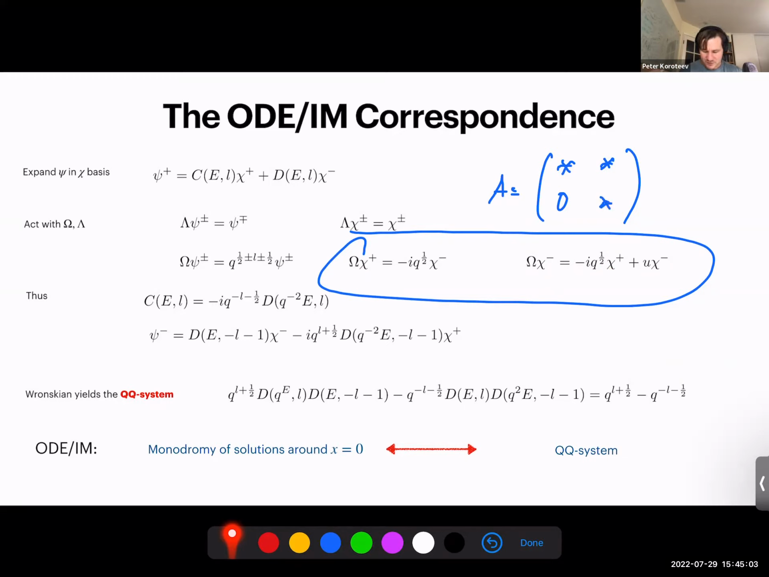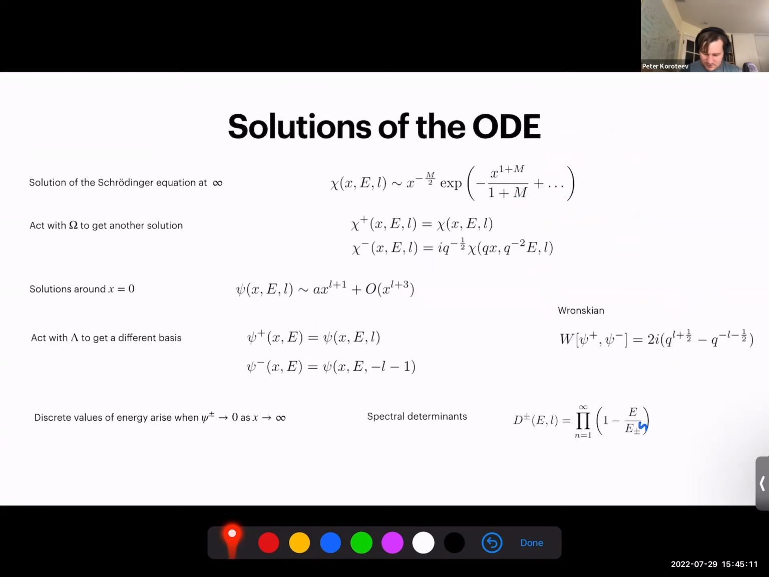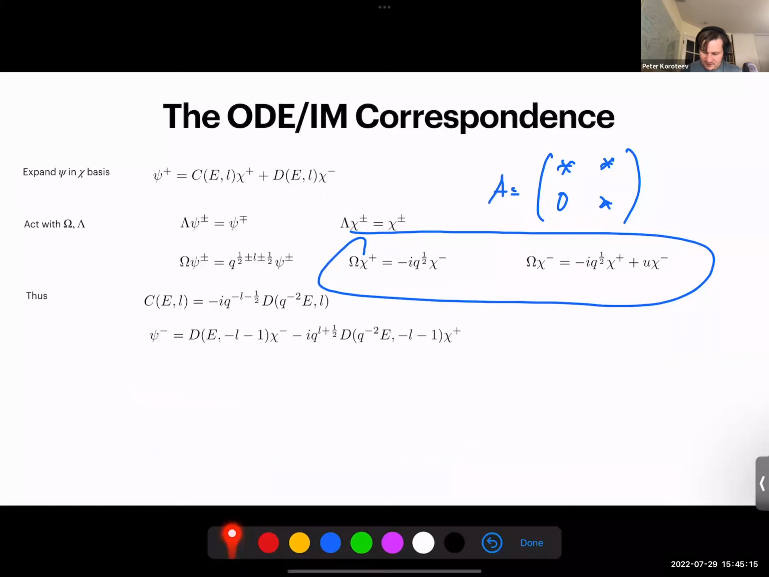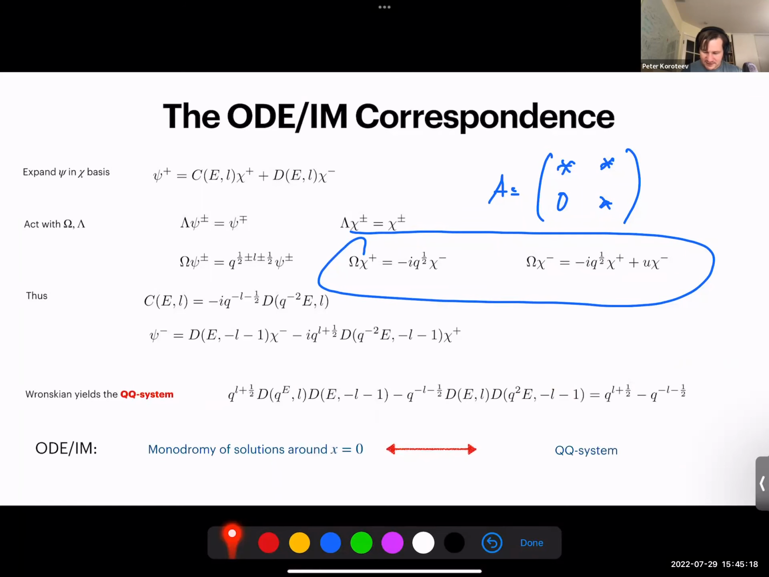So the ODE/IM correspondence itself says that in these terms it can be formulated as follows: the Wronskian of psi with its solutions around 0 is equal to this thing, and then essentially the statement is that the Q functions, Q plus and Q minus, are those spectral determinants. That's the fast way to formulate what ODE/IM is.